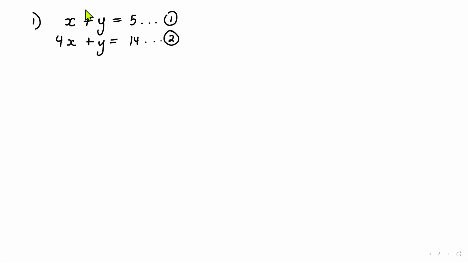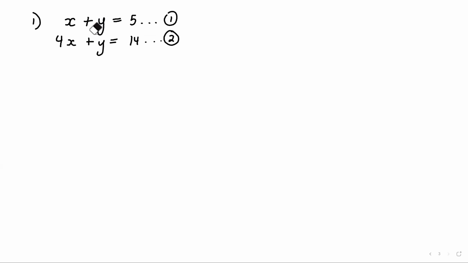No, x does not have the same coefficient. It has to be y, because the coefficient of x here is 1 and the coefficient of x here is 4. However, with y, the coefficient here is 1 and the coefficient here is 1. So I can go ahead and use elimination.